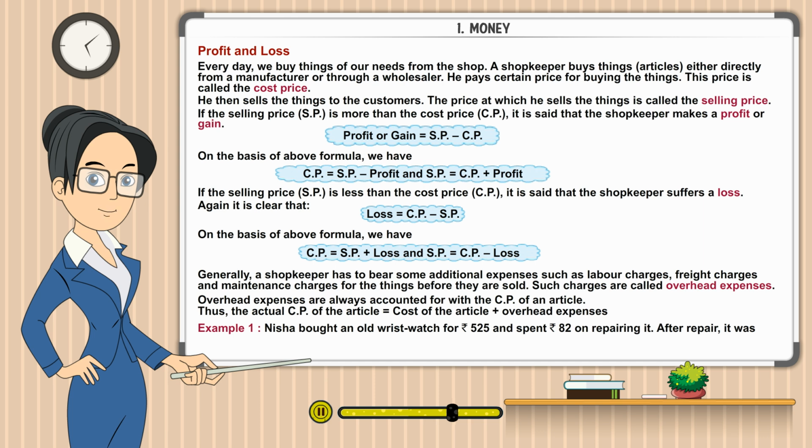Example 1. Nisha bought an old wristwatch for 525 rupees and spent 82 rupees on repairing it. After repair, it was sold to Kusum for 715 rupees. Find the profit made or loss suffered by Nisha.